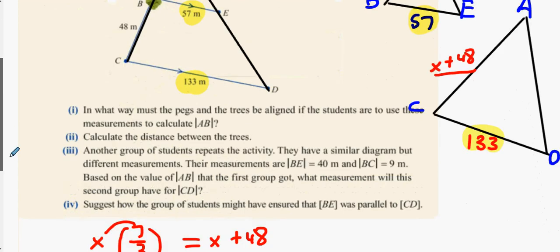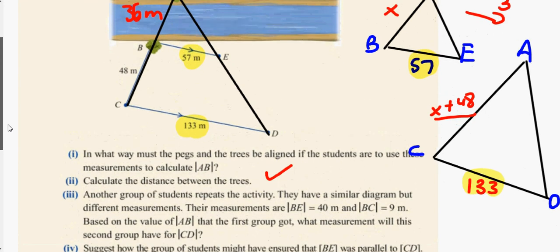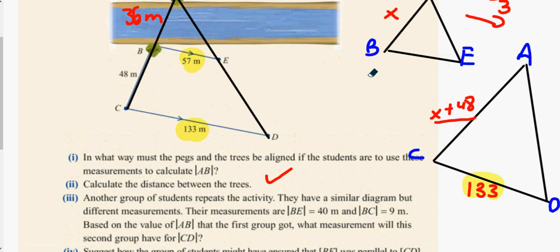Alright, done. Another group repeats the activity. They have a similar diagram but different measurements. Their measurement for BE is 40. They have a BC of 9. And that's still called x because we're not meant to know it.